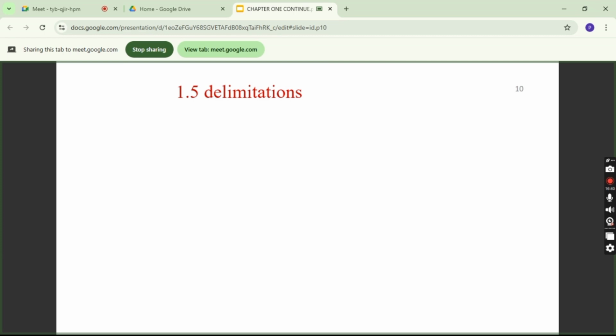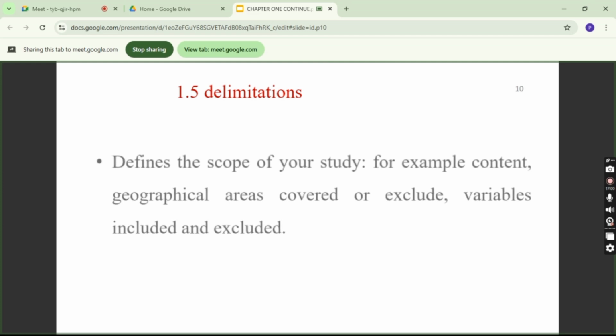Let's look at delimitation. I know in action research, last semester I did delimitation. You look at action research, but due to your time limits, you were not able to cover limitation. It defines the scope of your study. For example, the content, geographical area, covered or excluded, variables included and excluded.